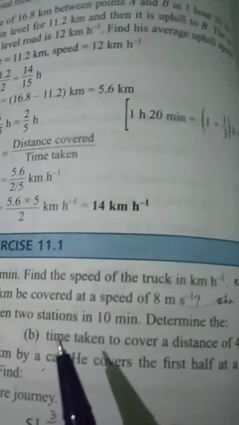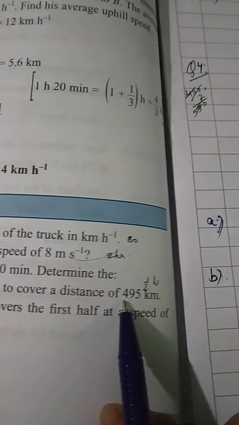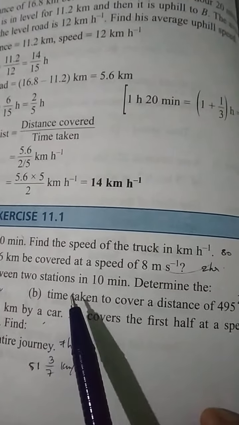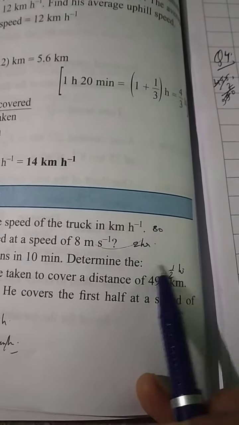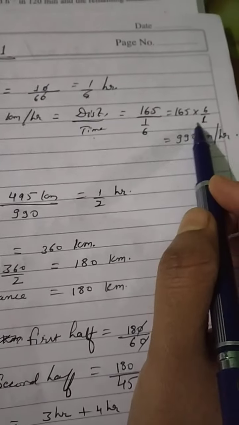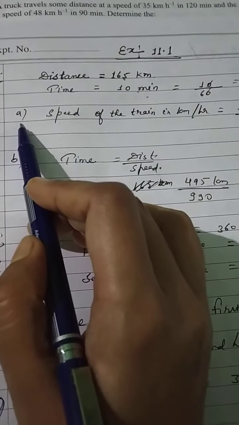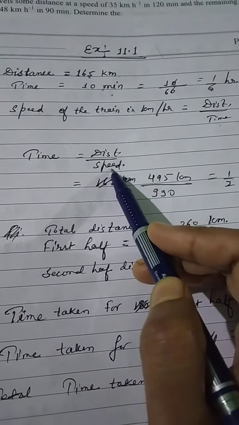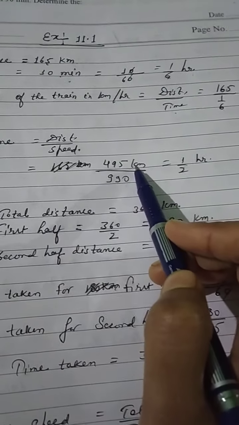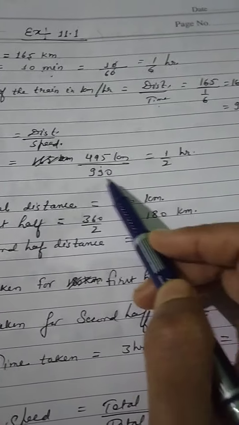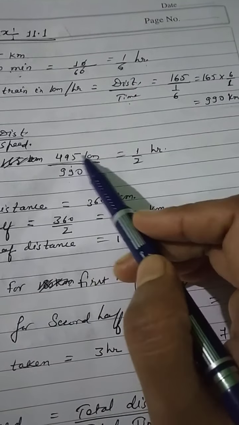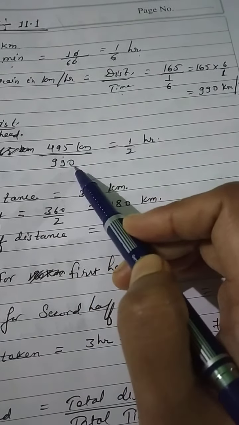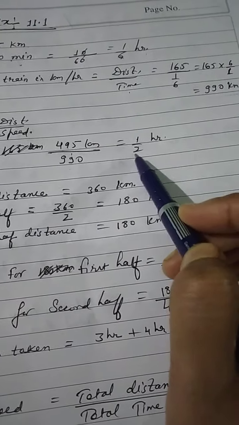Next question, you have to find out the time taken to cover a distance of 495 km. Means you have to find out the time. And we know time is equal to distance by speed. We will put this distance and the speed which we have just taken out. So time is equal to distance by speed: distance 495 as given in the question and speed 990, which we have just now taken out. If you cancel this out, we will get 495 over 990, 1 by 2 hour is the time. Okay.